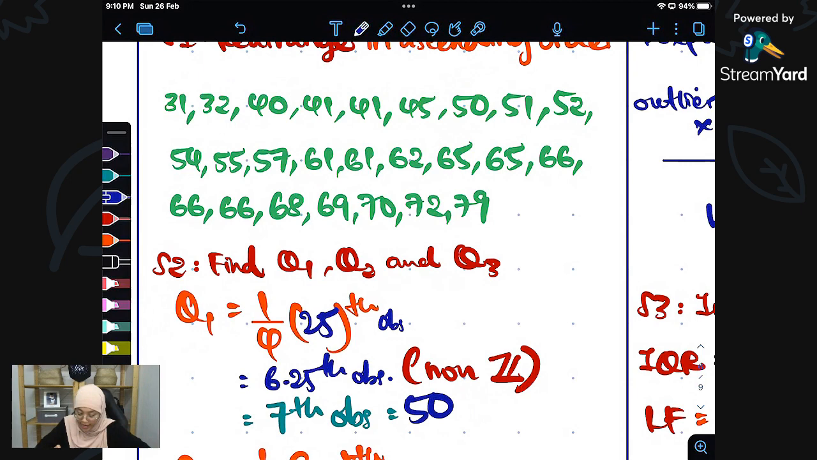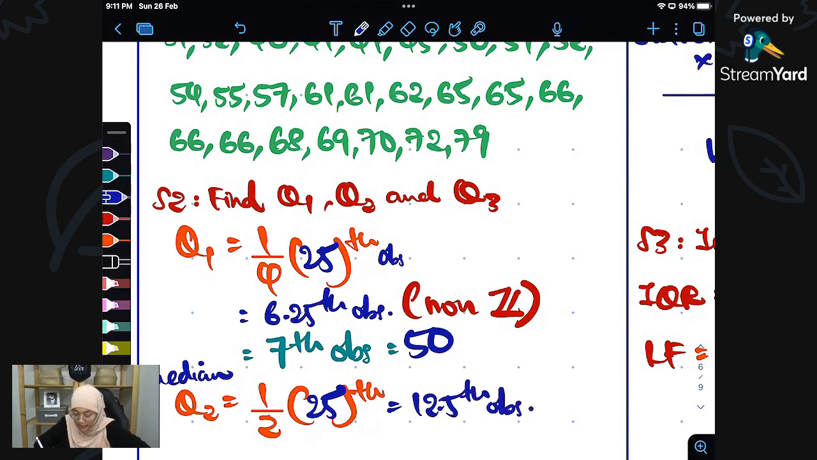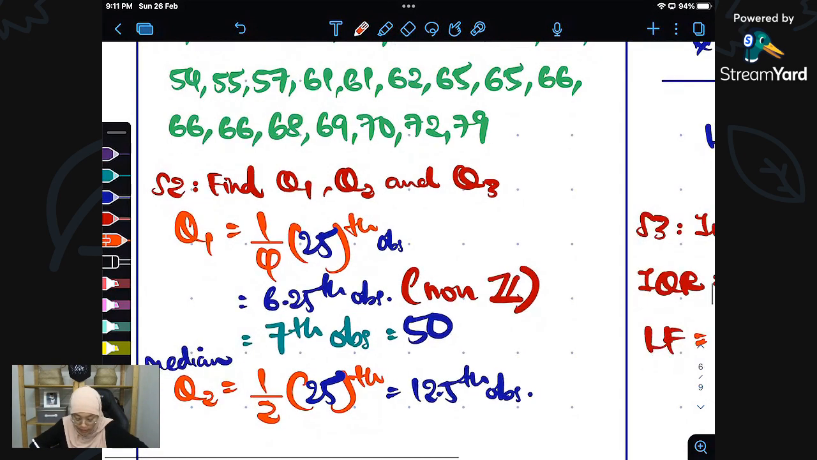You cannot put hashtag yet. So Q2. Q2 is the second quartile ataupun kita panggil dia sebagai median. So median adalah half, separuh daripada data set itu didarabkan dengan separuh. Dibahagikan. Okay, 25 dibahagikan dengan 2. Iaitu 1/2 darabkan dengan 25. Iaitu berapa? 12.5. So 12.5 observation is still what? It's still point. And so this is non-integer, isn't it? This is non-integer.